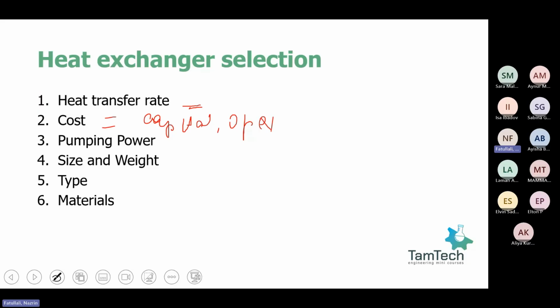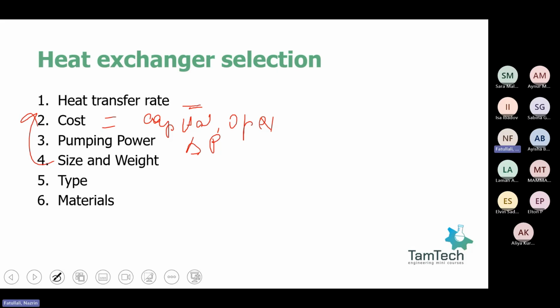We will need to look at this parameter also, and pumping power, because some exchanger configurations create significant pressure drop. We will talk about the types, and I will tell you which ones really have significant pressure drop. It means that if you have significant pressure drop, you will need higher pumping costs. At the end, it will also affect the second point.